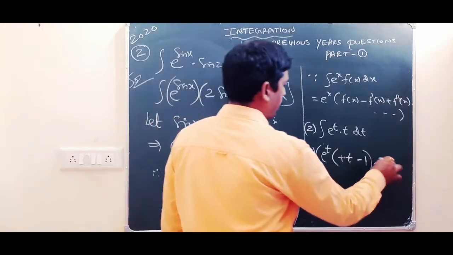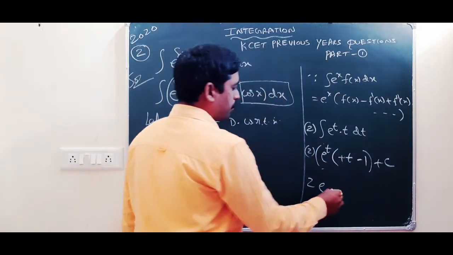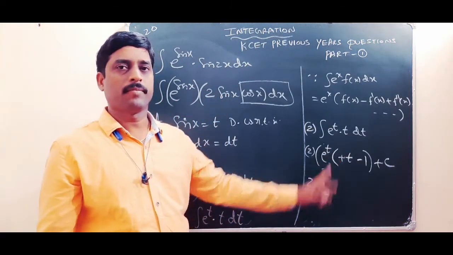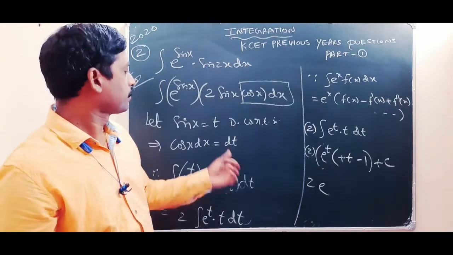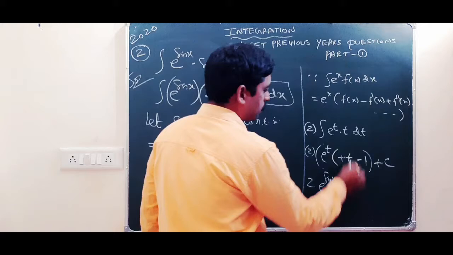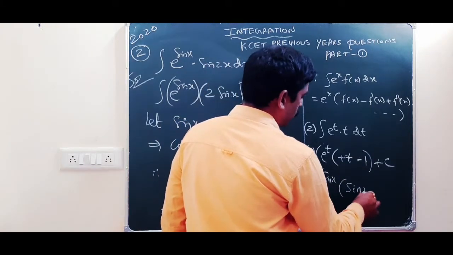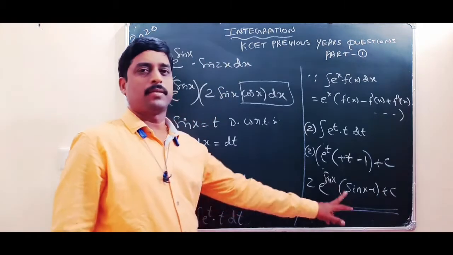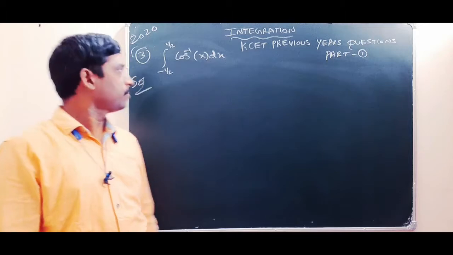So 2 into e to the power, in place of t we write sin x. So e to the power sin x into sin x minus 1. So the answer is 2 e to the power sin x into (sin x minus 1) plus c. Let us go to the next problem.